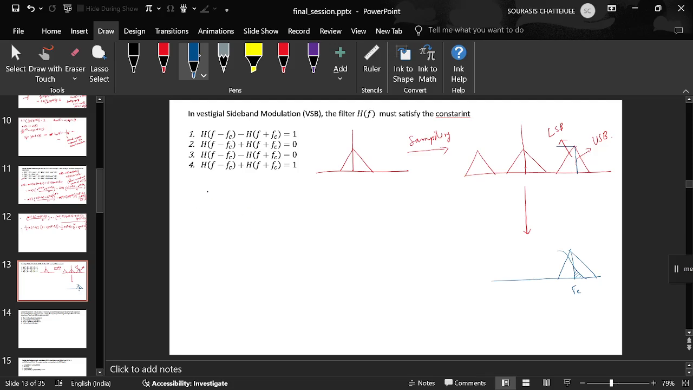So if you have M f, that is your baseband signal spectrum, you convert it to passband for transmission purposes. So what you end up getting is M f minus fc and M f plus fc.